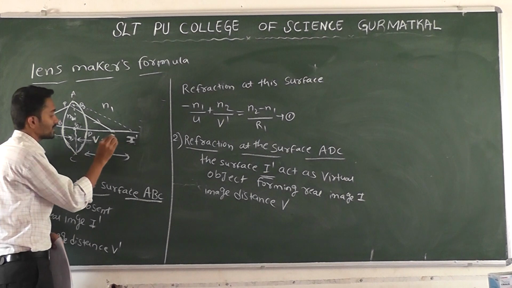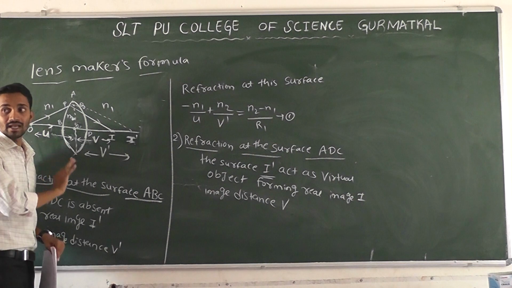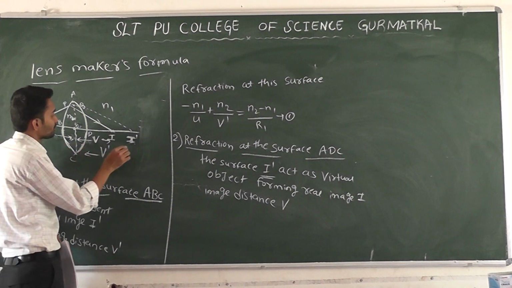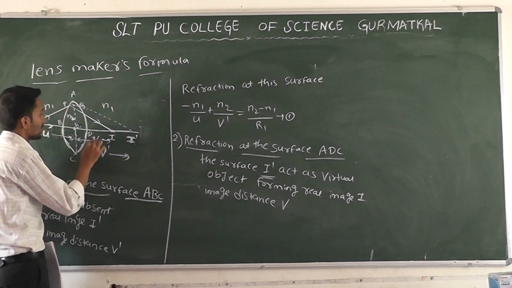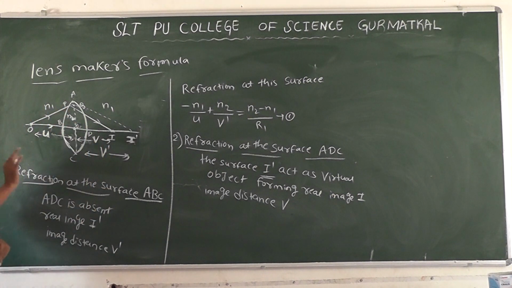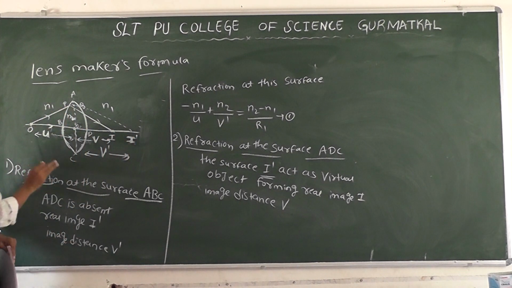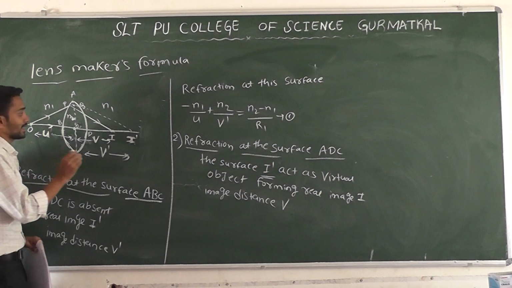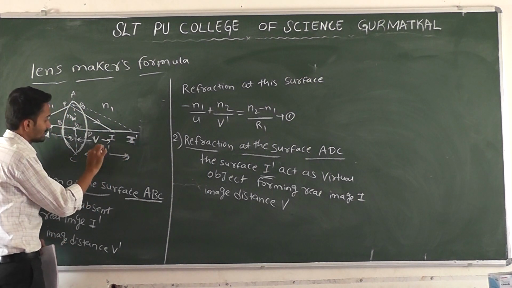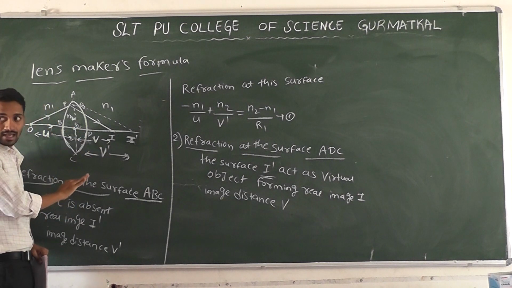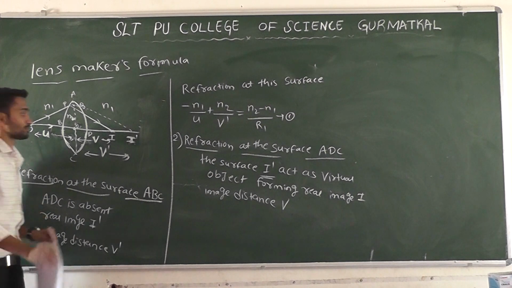So what is the real image? I is our real image and B dash is our image distance. So which is the object here? Sorry, B dash is our object distance and V is our image distance. So in this case I dash acts as a virtual object. In this case O is not our object. In the second case I dash acts as the virtual object, which means V dash acts as the object distance, V acts as the image distance.